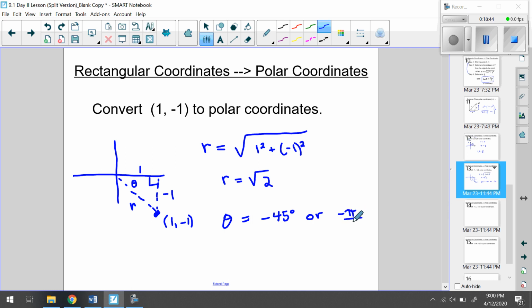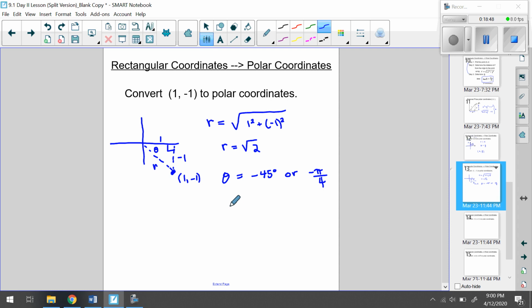My tendency, and I think if you look at the examples in the book, they're typically going to use radians most of the time. So if you want your answers to match, I would probably stick with radians. So we put our r value first, that's going to be √2, and then our angle, which is -pi over 4.